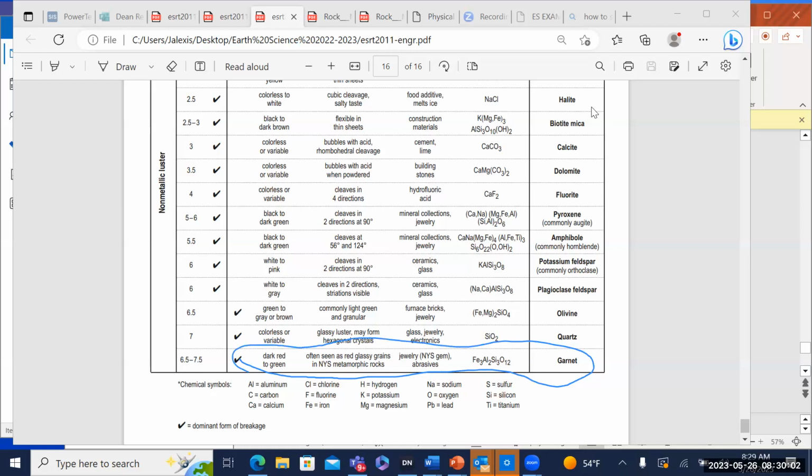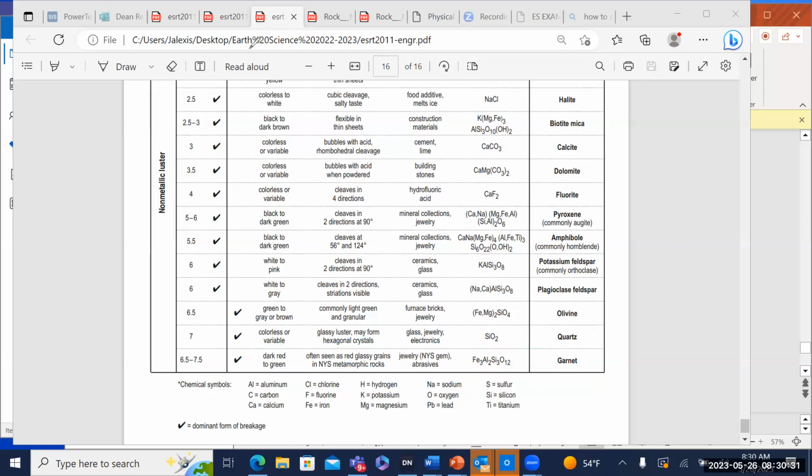You see, it says often seen as red glassy grains. That tells me it has a glassy luster, and dark red is on here as well. So what uses could you have said? The use is right here. If you said garnet could be used for jewelry or abrasives, then you are correct for number 18. All right, let's take a look at number 19.